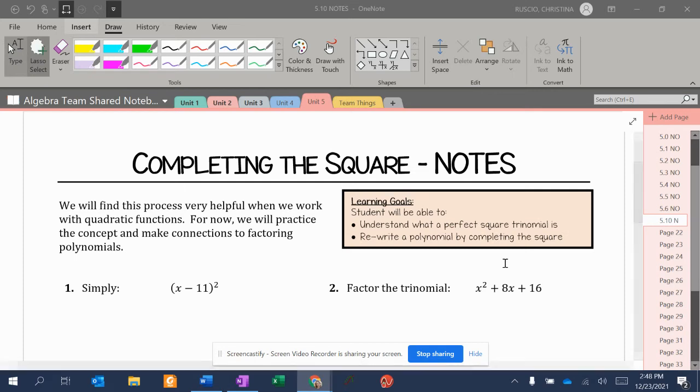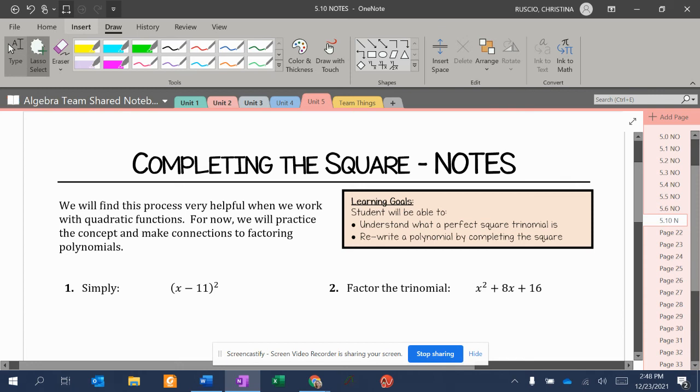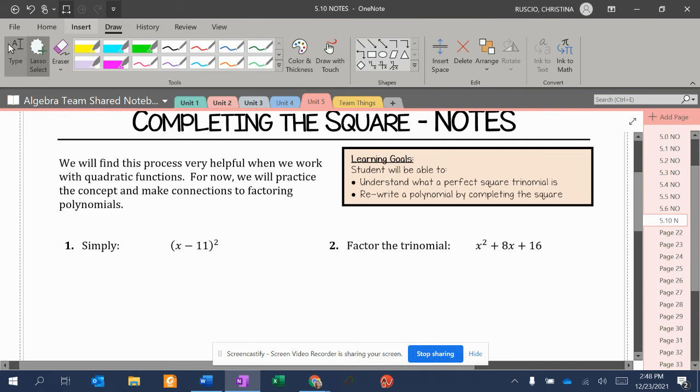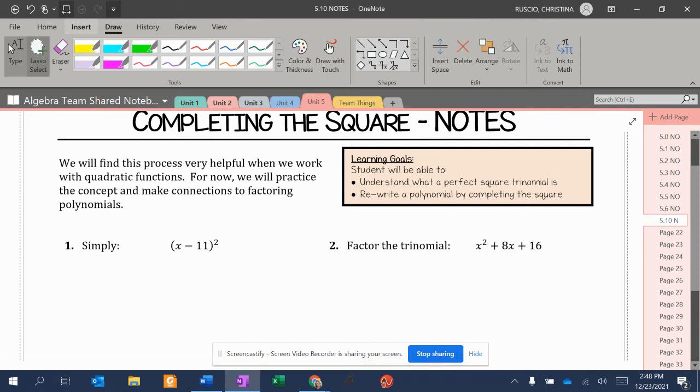Hi, you're watching the Completing the Square Notes video. This topic is actually a really important topic that we will use both during this unit and the quadratics unit. But for now, we're just going to practice this concept and make some connections and hopefully learn some really valuable skills to help us next unit.